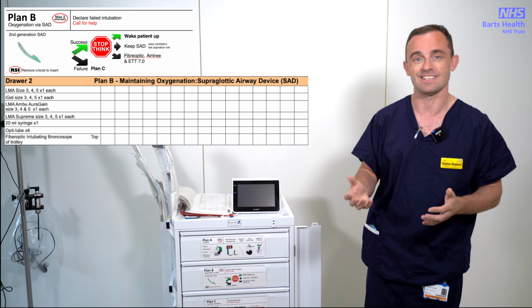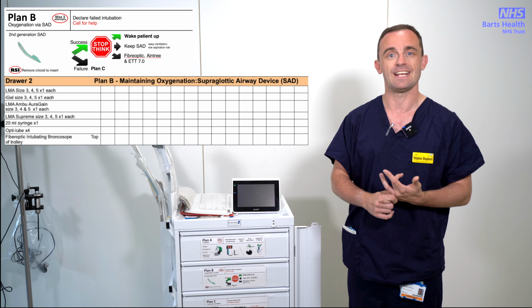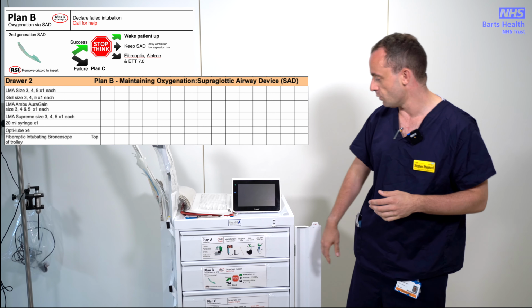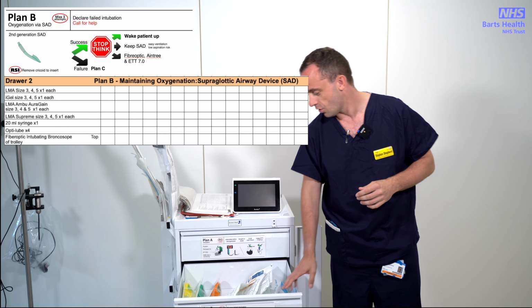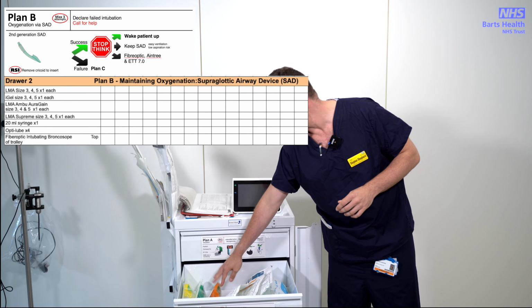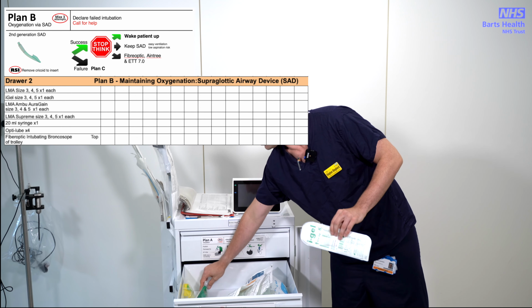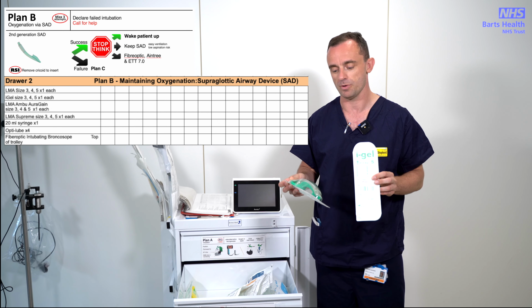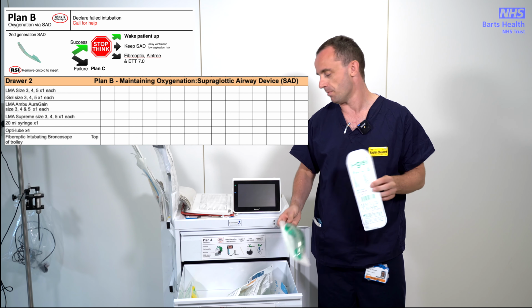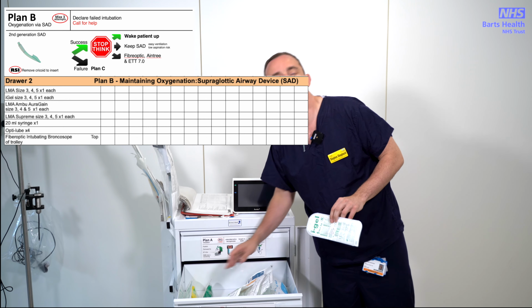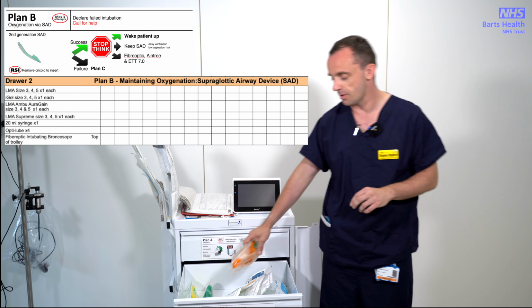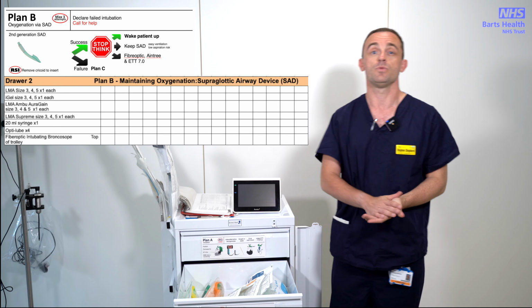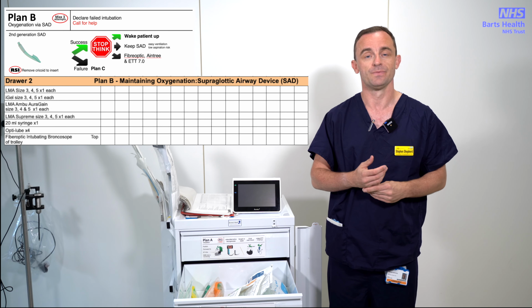So in practice, this means a standard LMA, an LMA Classic, or an iGel. And if you open drawer 2, you'll find options for both of those. You'll see that we have iGels in sizes 3, 4, and 5. So 3 for a smaller person, 4 for most women, 5 for most men. Again, if you're unfamiliar with this from an intensive care environment, come and talk to us and we can arrange some training in theatre for you.